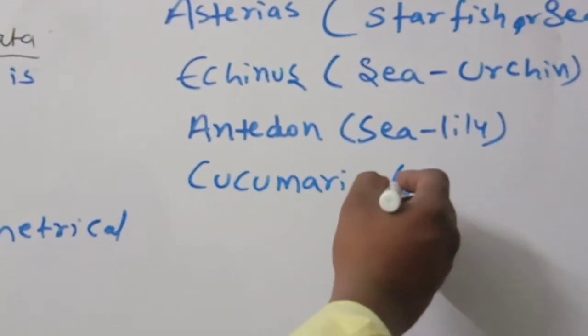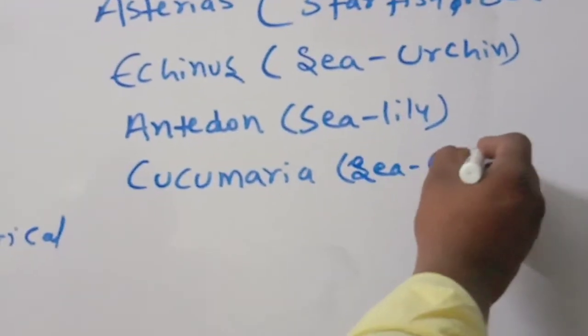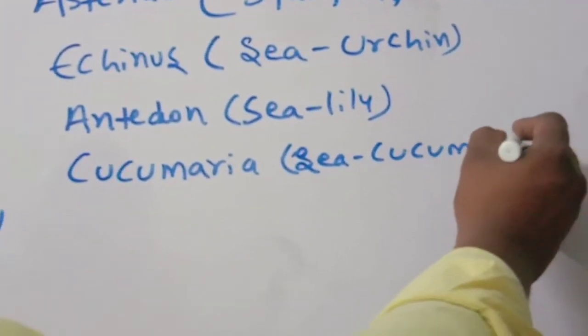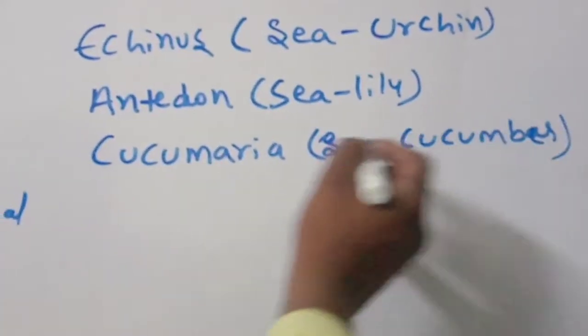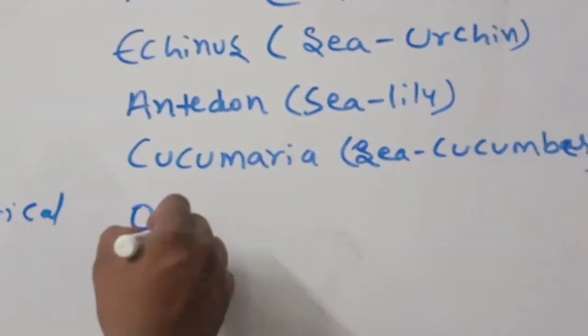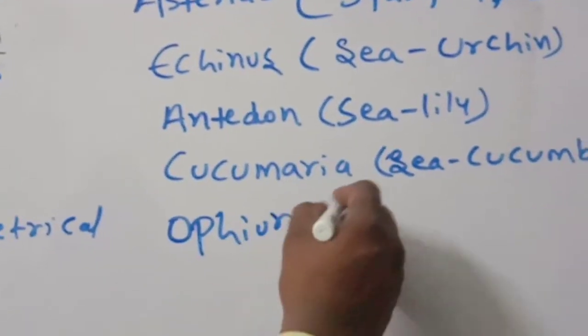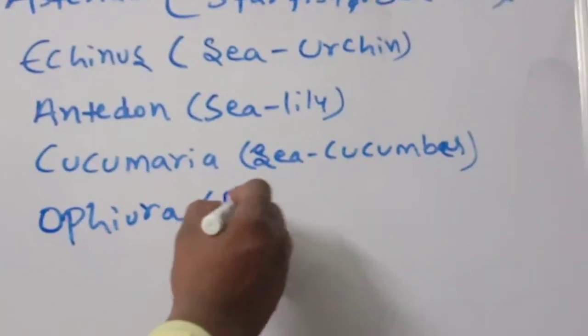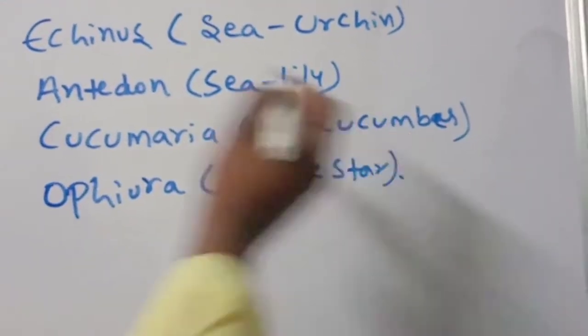Cucumeria. What is Cucumeria? It is sea cucumber. Okay, this one you have to remember. Next one, Ophiria. What is it called? Ophiria means brittle star. These points you should remember.